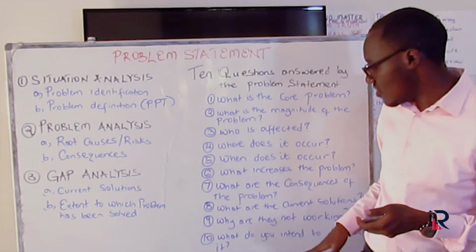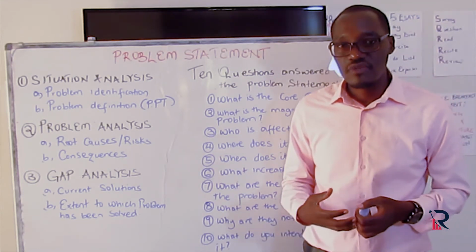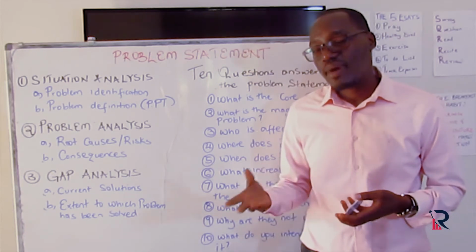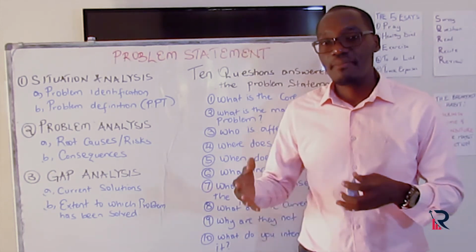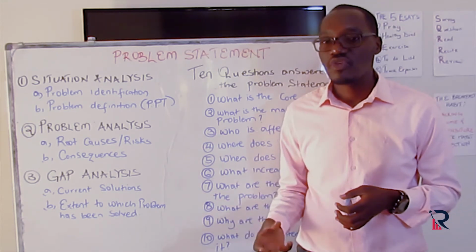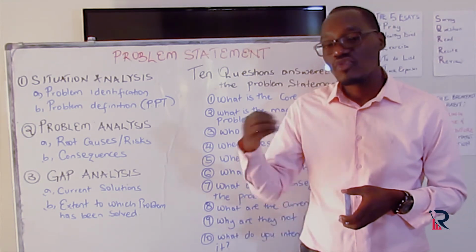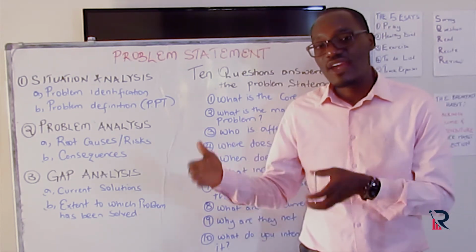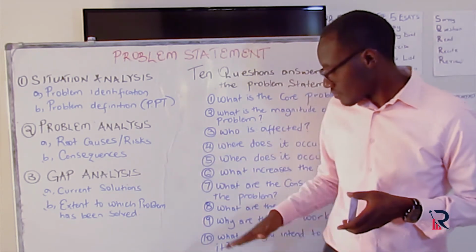Then the other is, what are the current solutions to address this problem? So usually the problem has a solution or a number of solutions that are being attempted, but that may not be completely solving the problem. So you have to tell us those solutions to the problem, and also tell us what they are doing and what they are not doing.